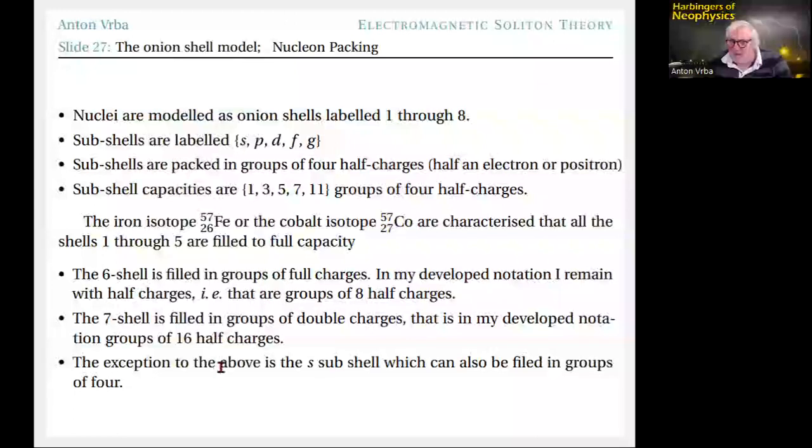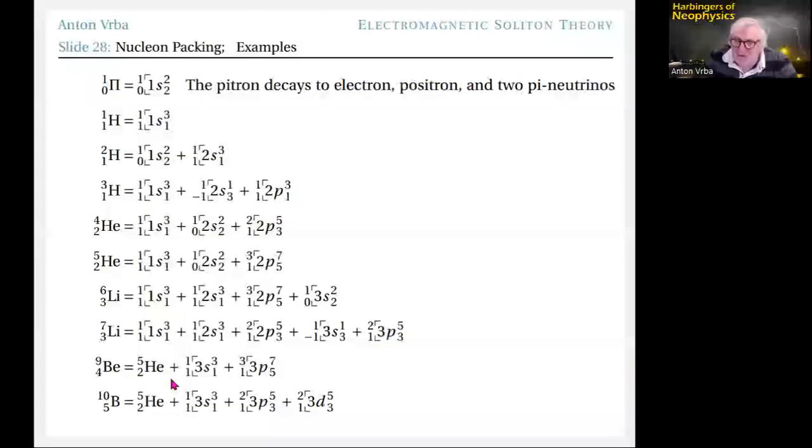Basically, with the half charges, the S shell can also only accept in terms of 4, otherwise we would only have odd charged atoms above iron, which we certainly do not have. Now, it is very easy. This is what I'm looking for going forward.